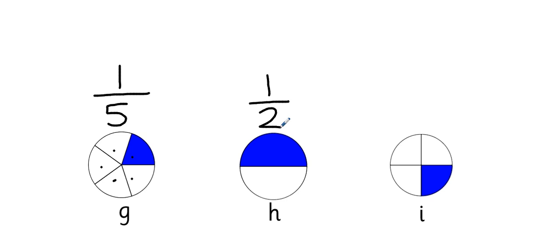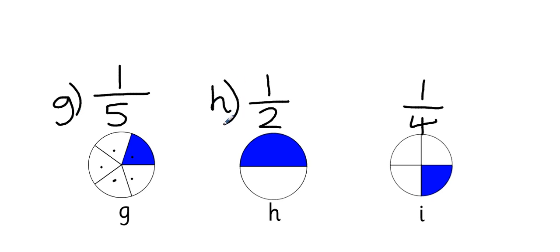And I shows 1 part coloured in. How many parts altogether? It's not 3. How many parts all together? 1 out of 4, a quarter. When you send me a photo, I want to see the letter written in your book and the fraction next to it.